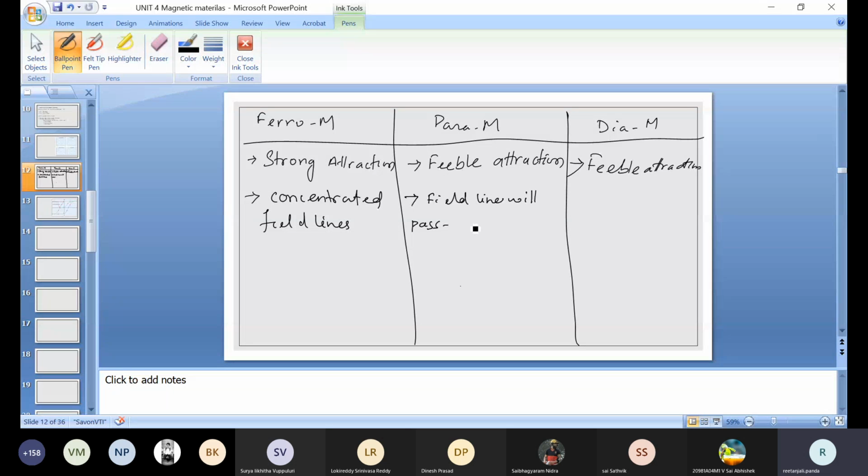Okay, but in the case of diamagnetic material, it will not pass at all. Or if it is a perfect diamagnetic material, it will not pass at all, or we can say very few lines will pass. These lines, when I say these, are the magnetic induction lines, or external magnetic field lines, passing through the material.